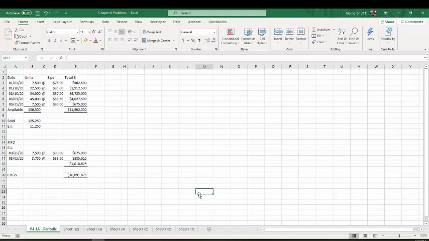And that's solving it under a periodic inventory system. Okay? I'll do it under a perpetual inventory system here next.